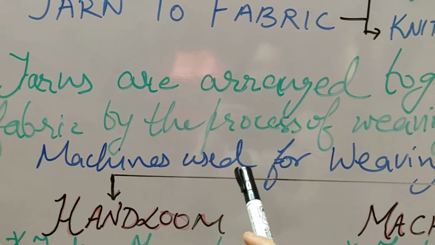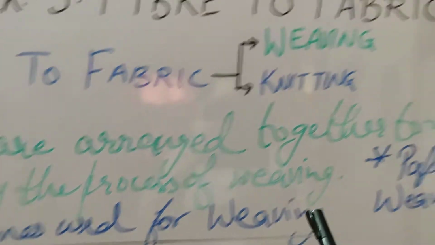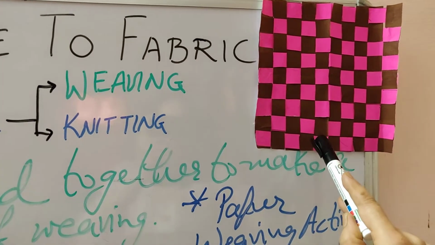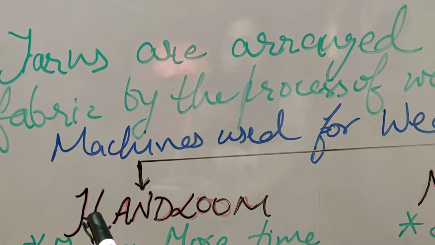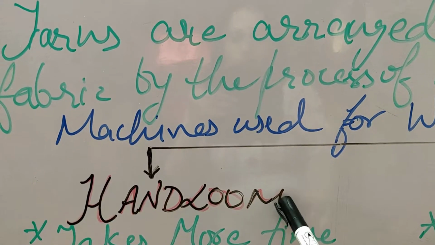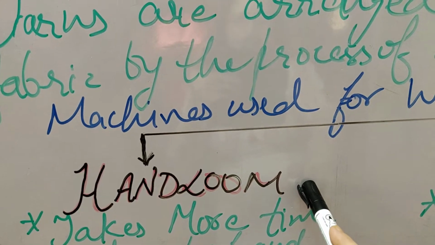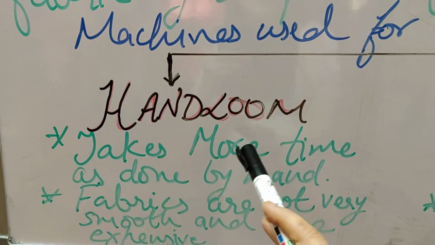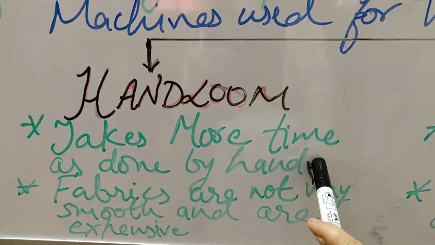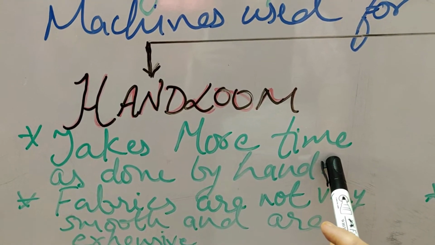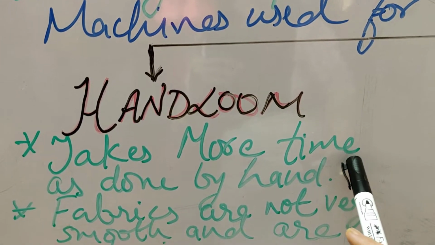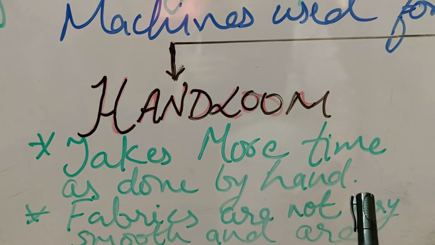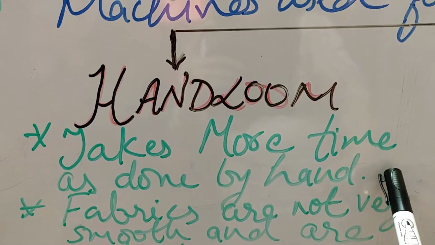Now, machines which are used for weaving. This type of weaving which you have done by hand on the paper, in the same way weaving is done by hand on a machine known as a hand loom. In the hand loom, the warp and weft are arranged on the loom, and then weaving is done. But it takes more time as it is done by hand. It is done by a laborer, and generally in villages, in houses or in backyards, and it is a small scale industry run by many people in India.